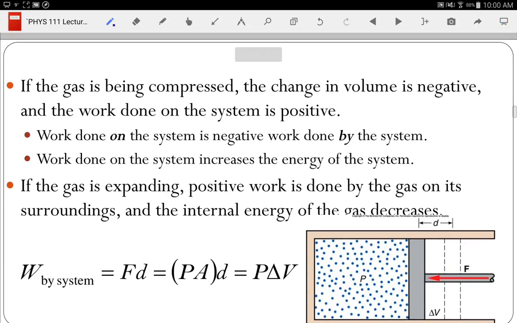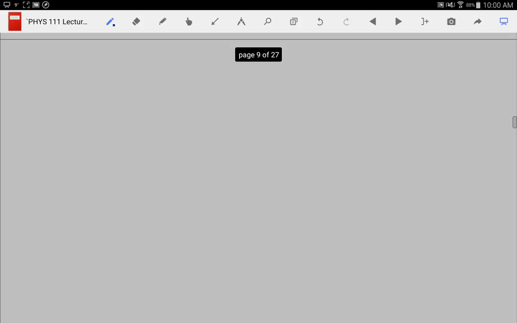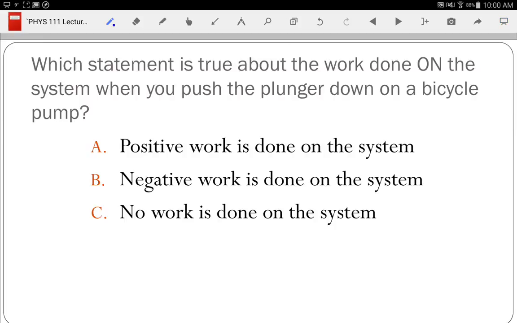So, here's my slide that does what I just did. The work done by the system is equal to pressure times change in volume. Okay, so I already did that. Clicker question number 3. This, of course, is going to have to do with work done on the system. You have to pay attention to that direction. So which statement is true about the work done on the system? The system is the gas. When you push the plunger down on a bicycle pump.